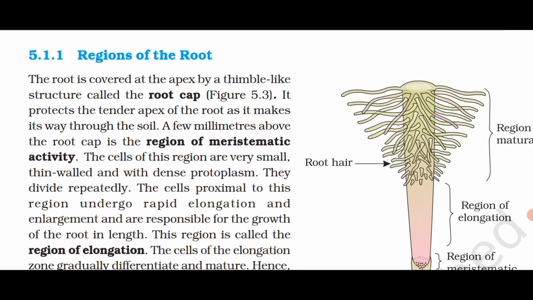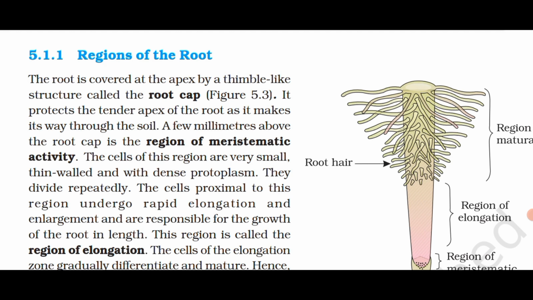5.1.1 Regions of the root. The root is covered at the apex by a thimble-like structure called the root cap. It protects the tender apex of the root as it makes its way through the soil. A few millimeters above the root cap is the region of meristematic activity. The cells of this region are very small, thin-walled, and with dense protoplasm.